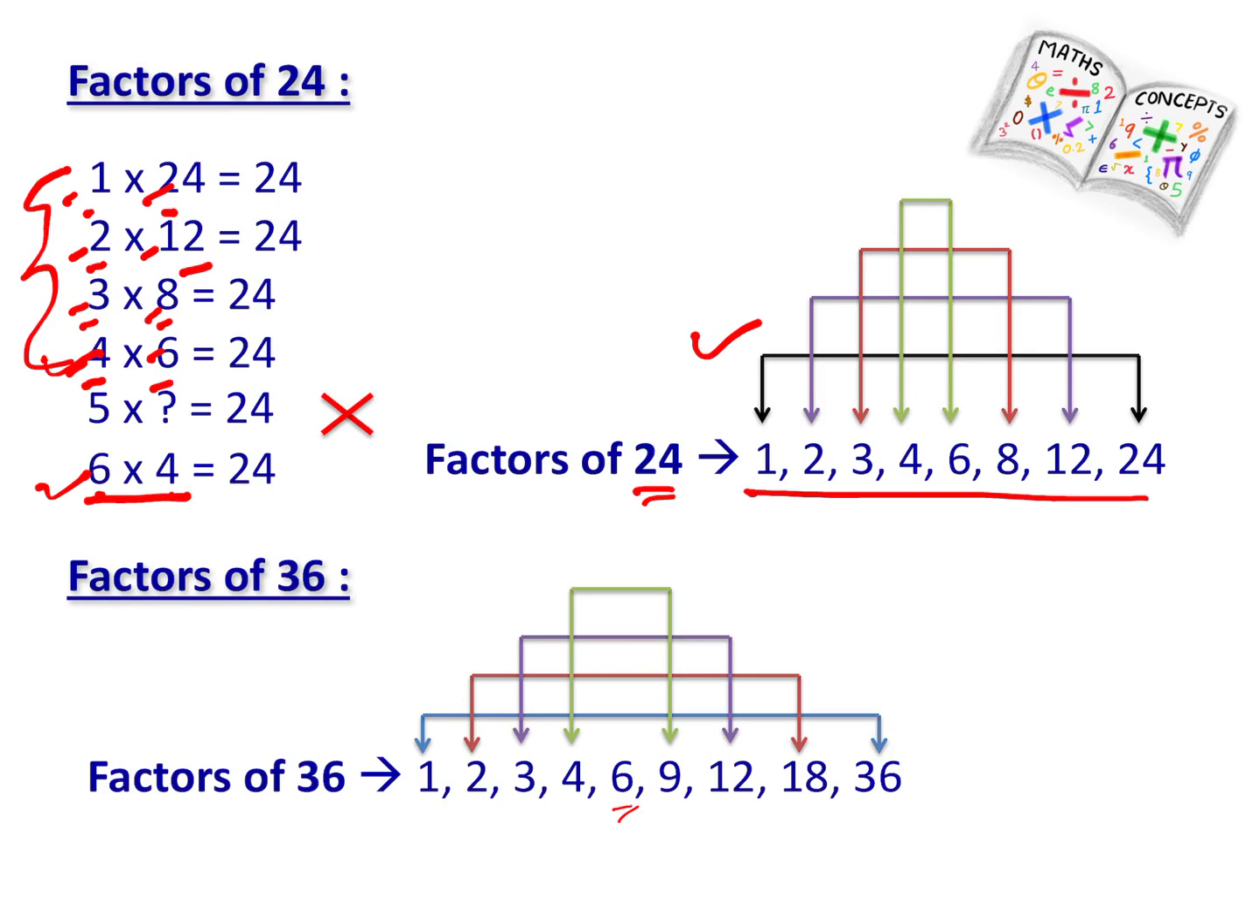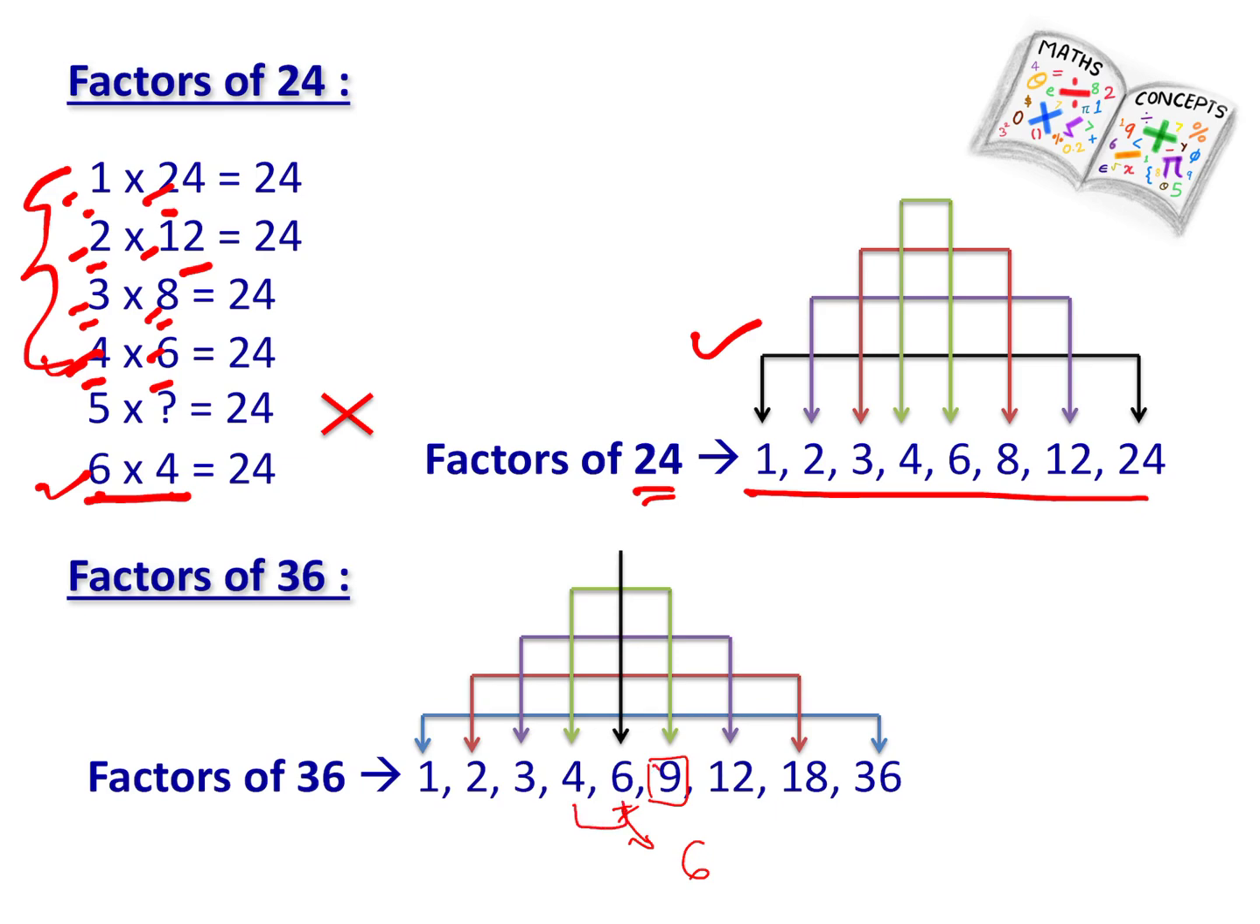Here we know that 6 into 6 is 36, and that's why we don't have any other number to pair with 6, and that is okay. Okay. Now in case you would have missed 9, we would have paired 4 with 6.